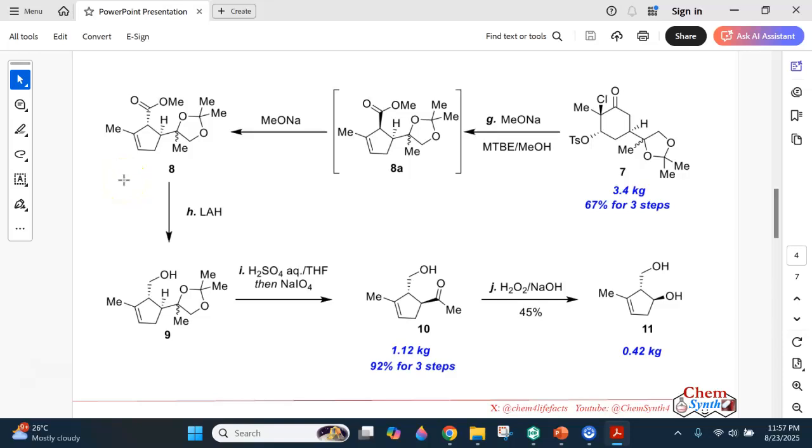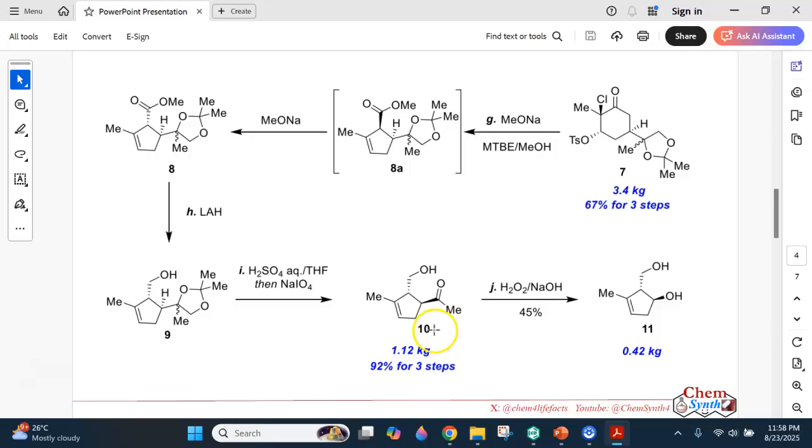Now after getting this ester intermediate, lithium aluminum hydride mediated reduction of this ester group was performed to provide this allylic alcohol, and here the protected diol was again deprotected with the treatment of aqueous sulfuric acid to get diol, and that cleavage of diol was performed by using sodium periodate to give this intermediate 10.